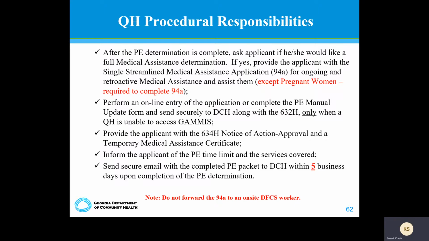If you have a DFACS worker that is located at your particular facility, not sure if that's still going on right now, but if you do, please do not give them this packet or the full application to go ahead and process. Everything will need to be a part of your PE packet that comes to DCH.